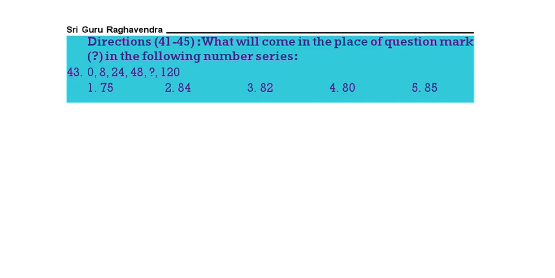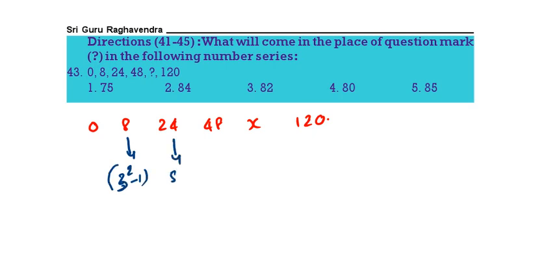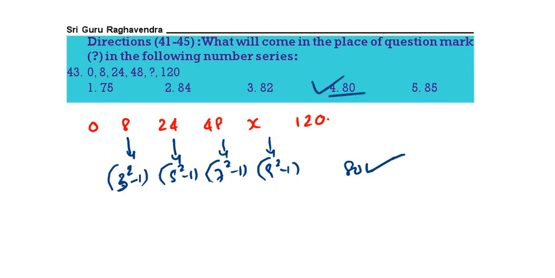Next question, 43. 0, 8, 24, 48, question mark, 120. So 8 can be written as 3 square minus 1. This is 3 square minus 1. This is 5 square minus 1. This is 7 square minus 1. This can be written as 9 square minus 1, that is 80. 80 is the correct answer.